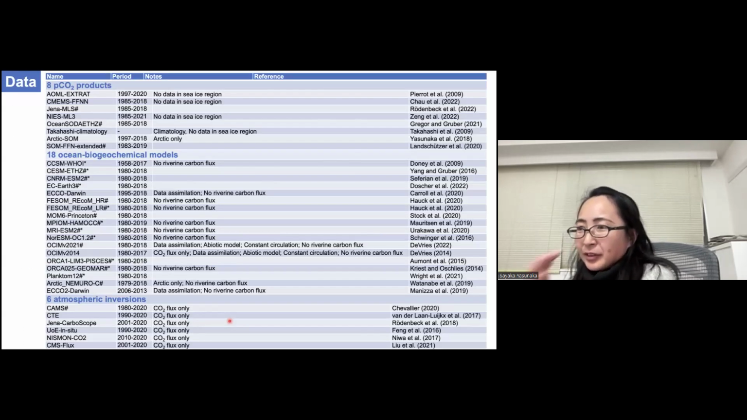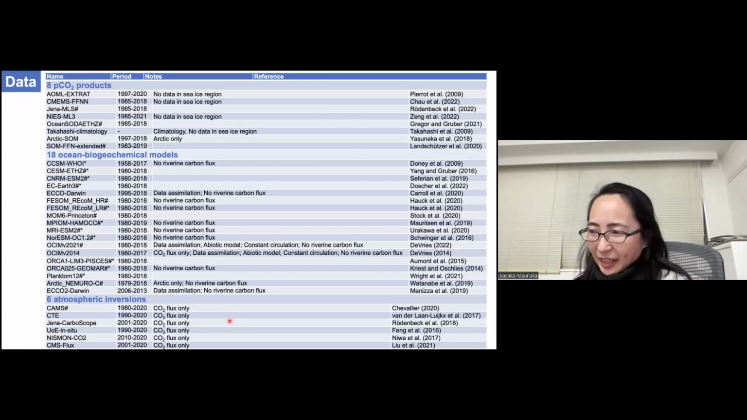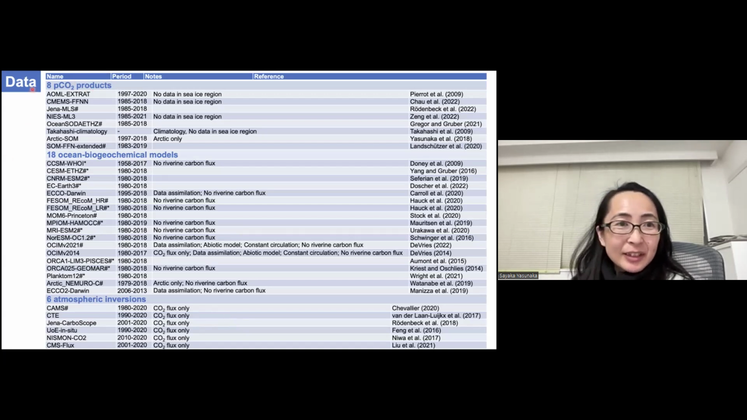All right, and this is the data we used. We used all data that are collected in the RECAP 2 framework, and using all these data, Arctic CO2 uptake was assessed. We used 8 pCO2 observation-based products, 18 ocean biogeochemical models, and 6 atmospheric inversions, like this.